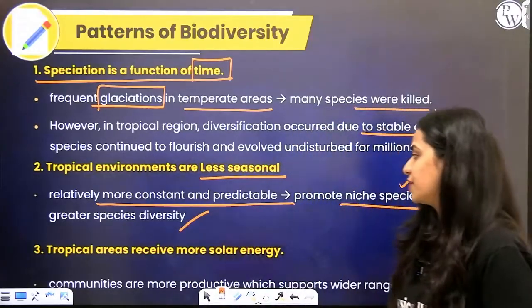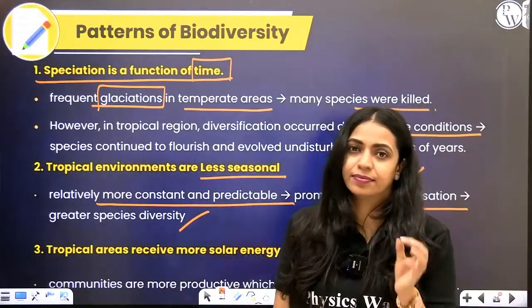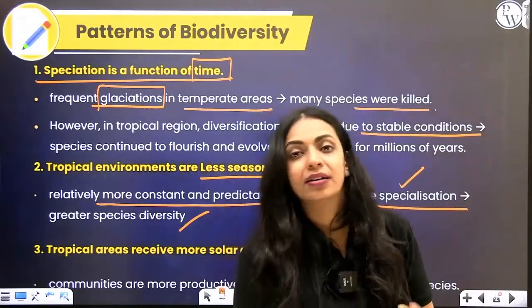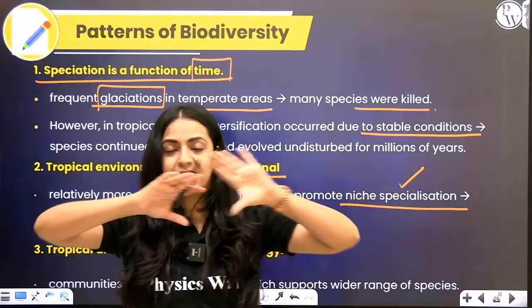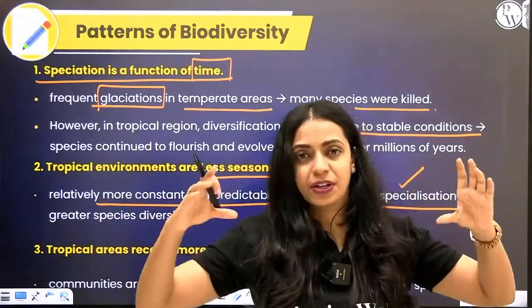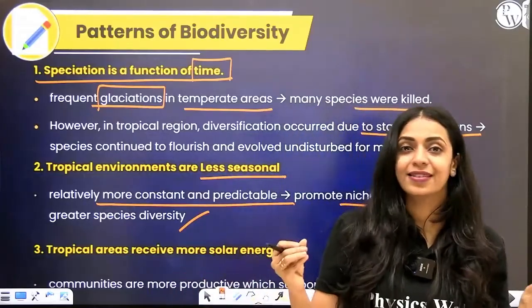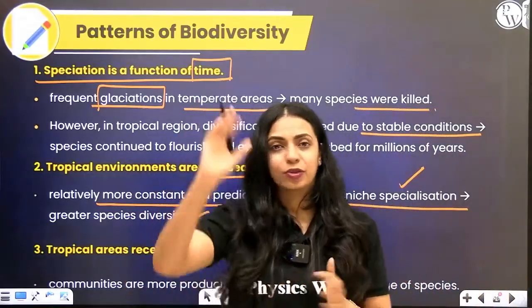Third, if you consider the amount of sunlight different parts of the world receive, you know that towards the equator, the countries in the tropical regions, they receive the maximum sunlight compared to the temperate countries.